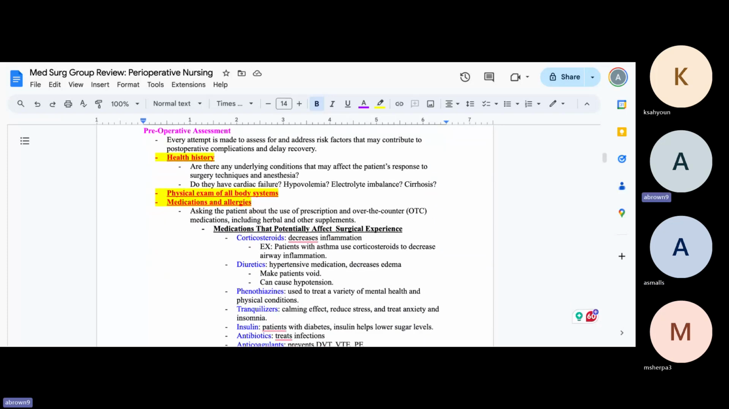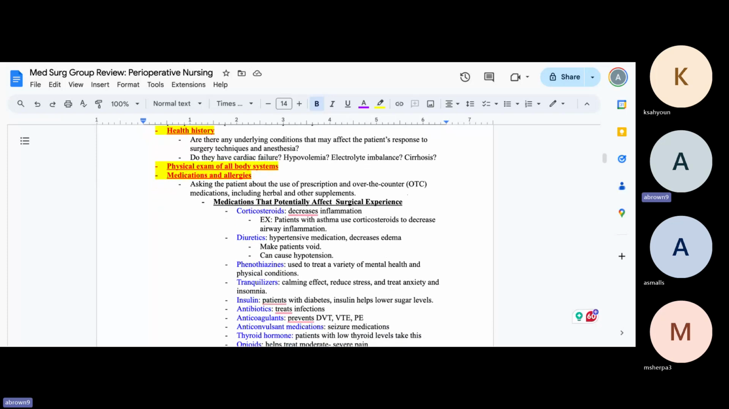So the preoperative assessment: every attempt is made to assess for and address risk factors that may contribute to postoperative complications and delay recovery. So you're always going to want to do a health history. Are there any underlying conditions that may affect the patient's response to surgery, techniques, and anesthesia? Do they have cardiac failure? Do they have hypovolemia, which means do they have low fluid in the body? Do they have any electrolyte imbalances? Do they have cirrhosis, which is scarring of the liver? Anything like that you would want to just note.